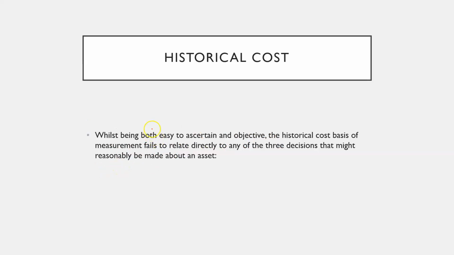So that's kind of the point, isn't it, with historical? It's easy to ascertain, it's objective, isn't it? The historical cost basis, but the historical cost basis fails to relate directly to any of the following three decisions that might be reasonably made about an asset. This is the problem. Decision one.